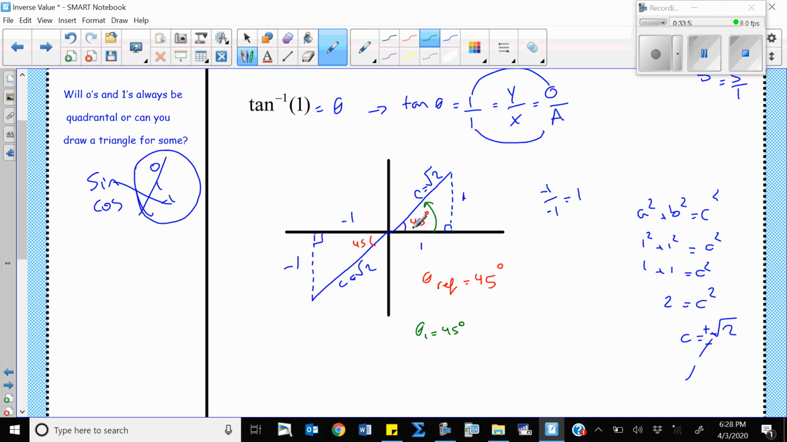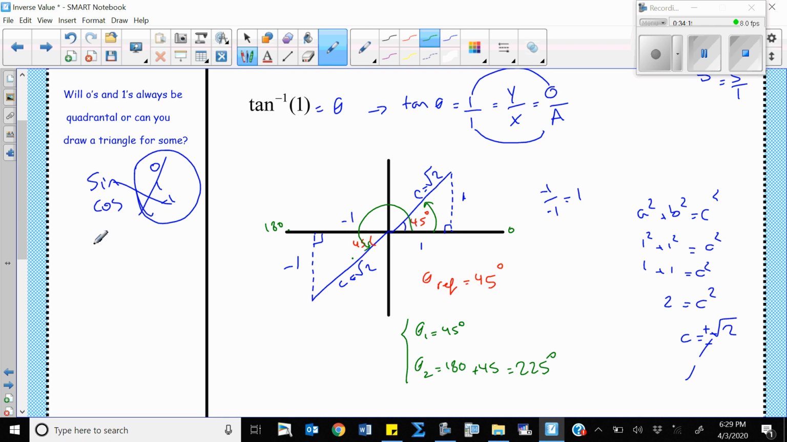How about the second one? I need to start from here and stop at this point. And this will be equal to, this is 0. At this point, I have 180 and then plus 45. So theta 2 will be 180 plus 45, which is 225 degrees. So these are the two answers for this one.